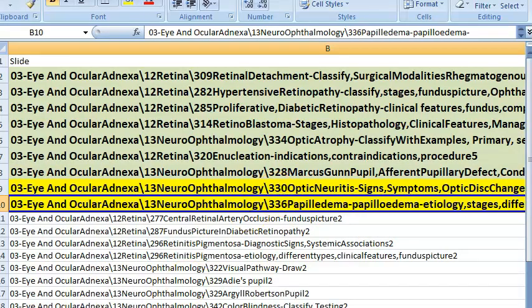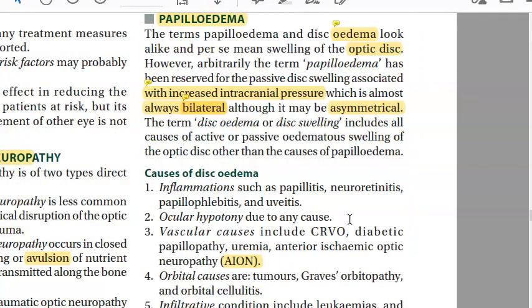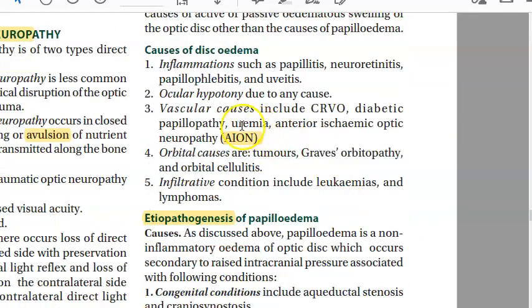Next, let's look at papilledema. Disc edema, guys. Papilledema with raised intracranial pressure. Always bilateral, although it may be asymmetrical. Means what? Not equal on both sides. So the causes of disc edema they have told here: AION, anterior ischemic optic neuropathy, right?